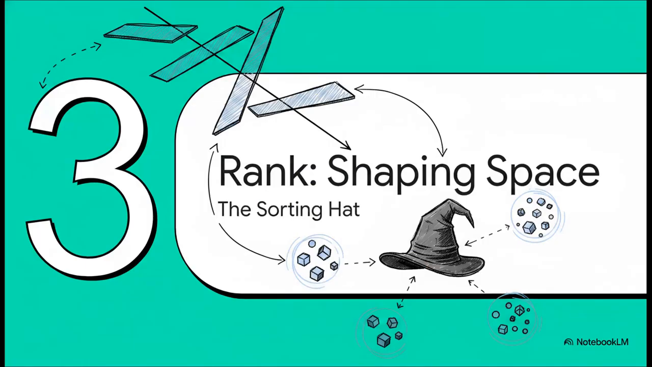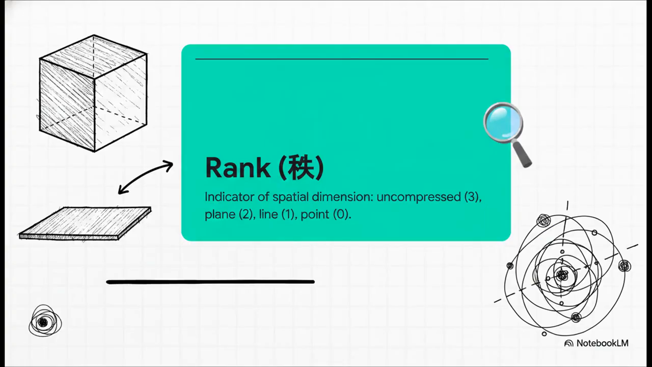Okay, on to part 3, rank shaping space. To figure out exactly how these 3 planes interact, we need to introduce a crucial concept that acts kind of like a geometric sorting hat. And that concept is rank. Think of rank as an indicator of just how much our 3D space gets squished or compressed by the matrix. If the rank is 3, the space is uncompressed. A rank of 2 means the space has been squished flat into a 2D plane. Rank 1 means it's compressed all the way down into a single 1D line. And rank 0? That means it's completely collapsed down into a single point right at the origin.